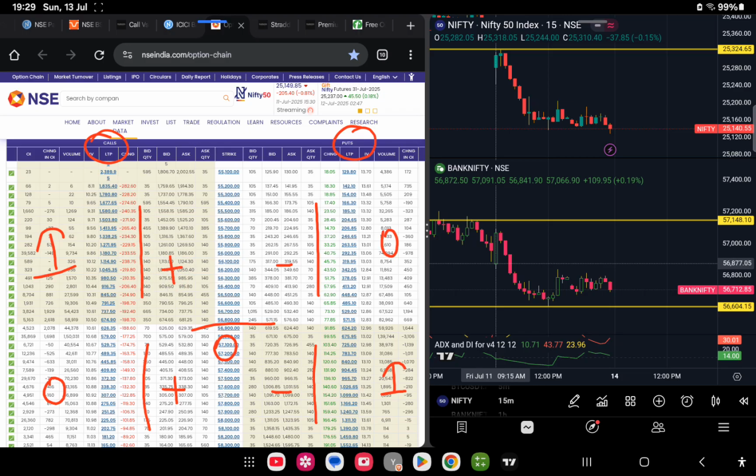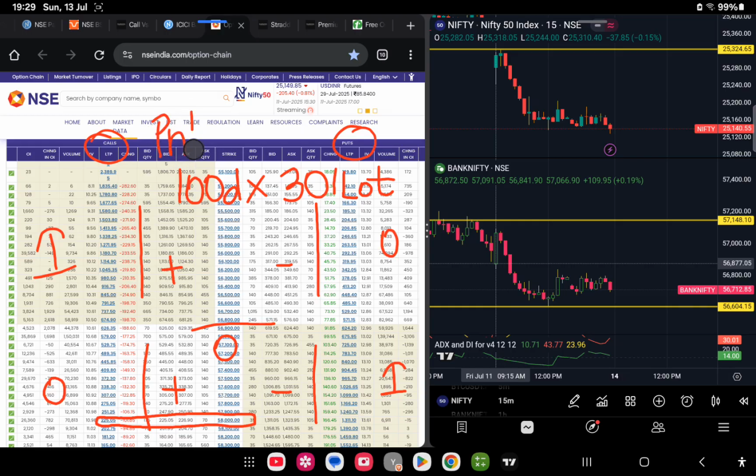Okay, so we'll take an example for positive decay. I'm going to take this strike, 58,000 call writing. For that, decay is 100 points, right? So we know 100 points decay times one lot size for Bank Nifty is 30. So this is a profit of 3k for the strike 58,000 CE. Okay, this is how we calculate. This is the simple calculation.